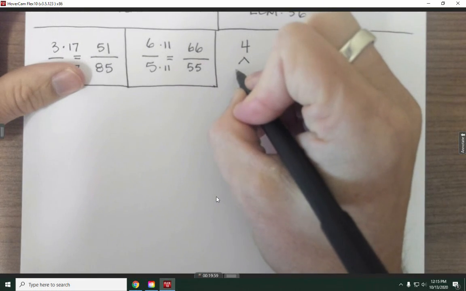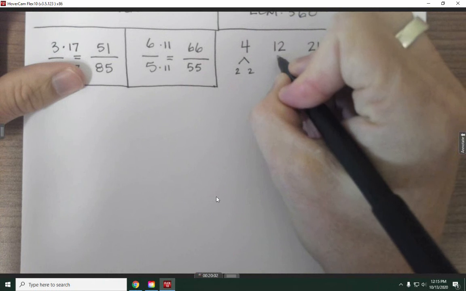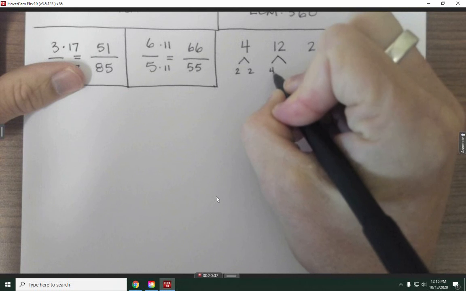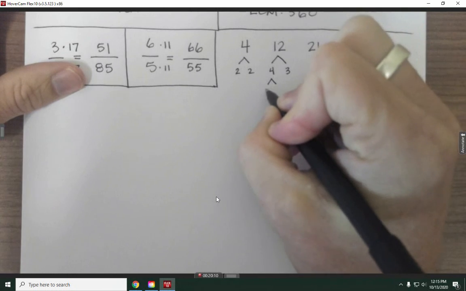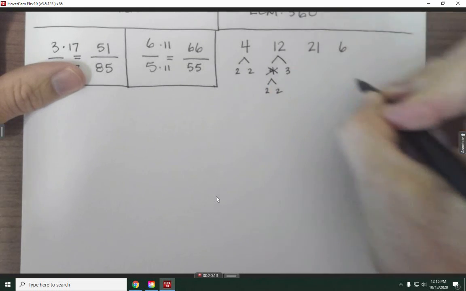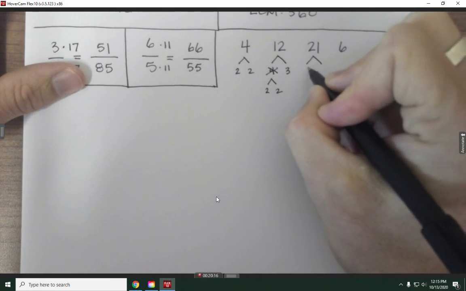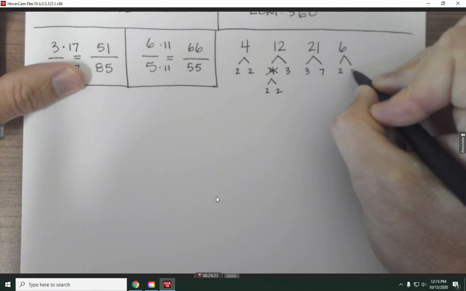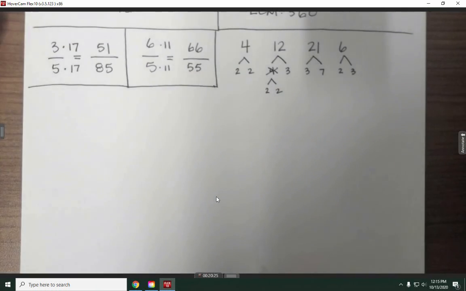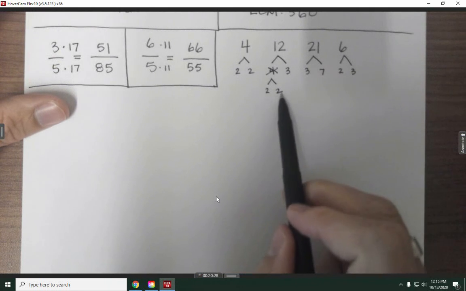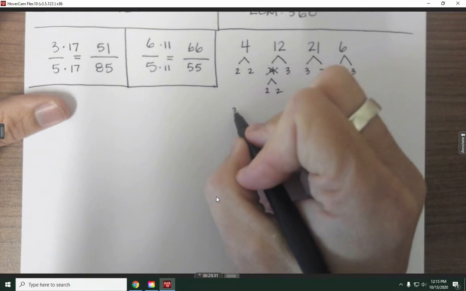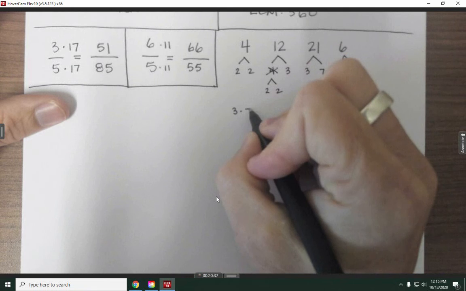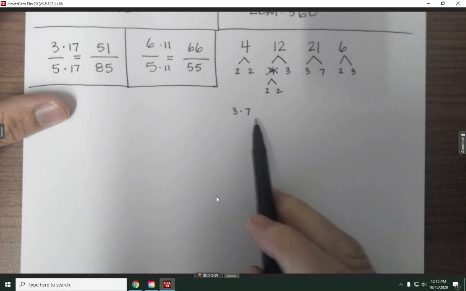So 4 is made up of 2 times 2, and then 12 is made up of 4 times 3, and that's 2 and 2. 21 is made up of 3 and 7, and 6 is made up of 2 and 3. So we want to make these all alike. Have the same groups in here. It says 2 2's, and that one has an extra 3, so let's give this one a 3. This one has a 7 that this one needs. And I think we're good there.